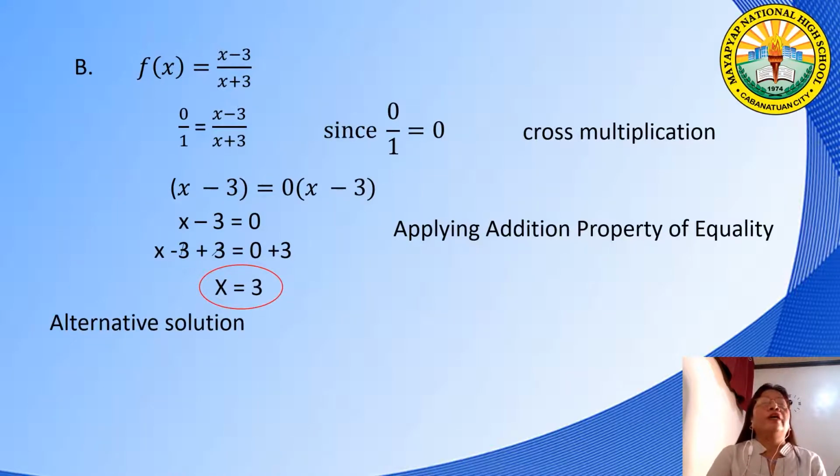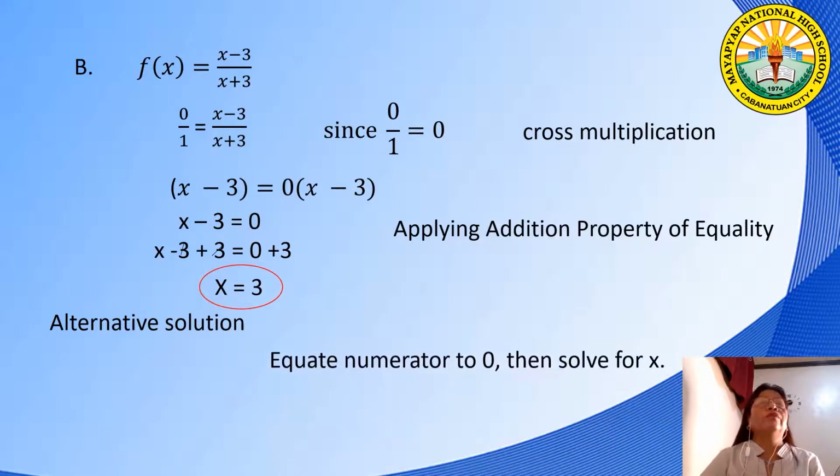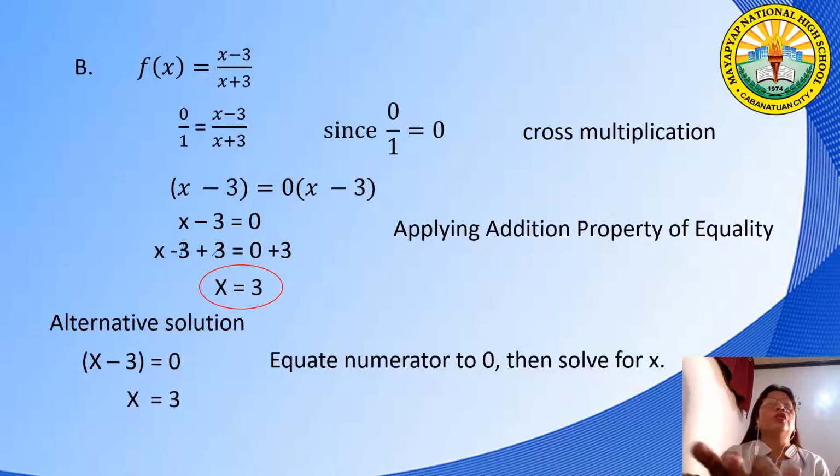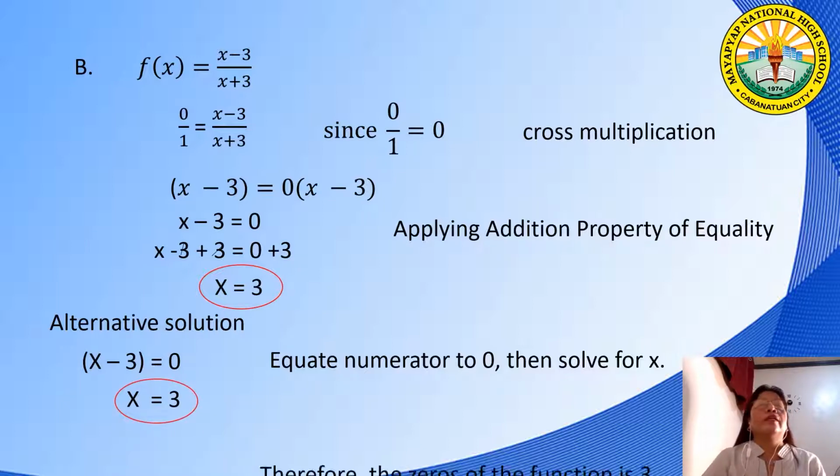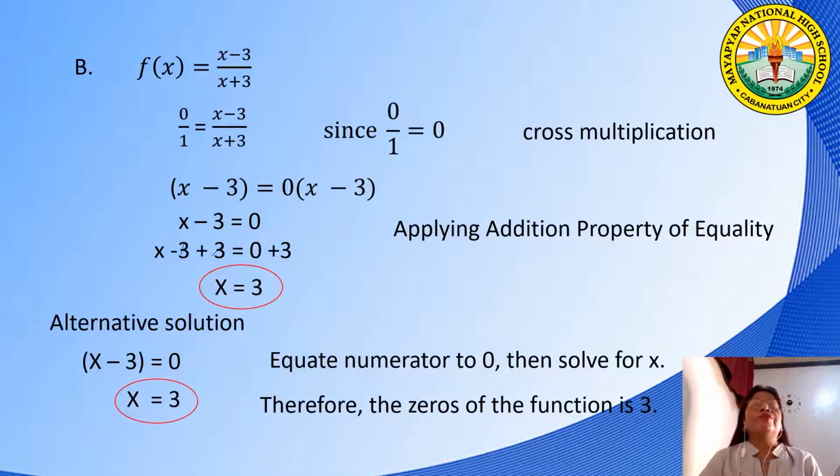So we have an alternative solution for that example. We are going to equate our numerator to 0 and then solve for x. Our numerator is quantity x minus 3. Then equate to 0, therefore x equals 3. Therefore, the zero of the function is 3.